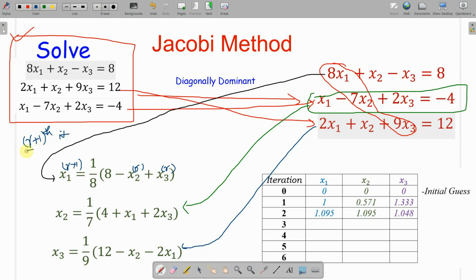So at the r plus 1th iteration, like at the second iteration, you will be putting in the results from the first iteration. The same goes for x2 at r plus 1, with x3 at r, and for x3 at r plus 1, with x2 at r. Here we will be considering an initial guess. Having these equations, we will solve them this way.